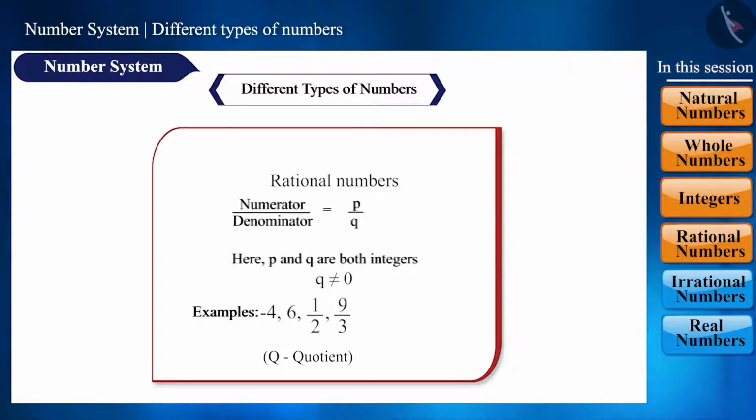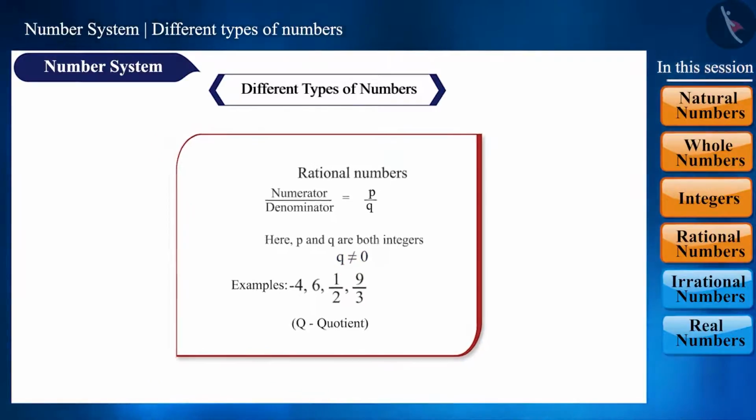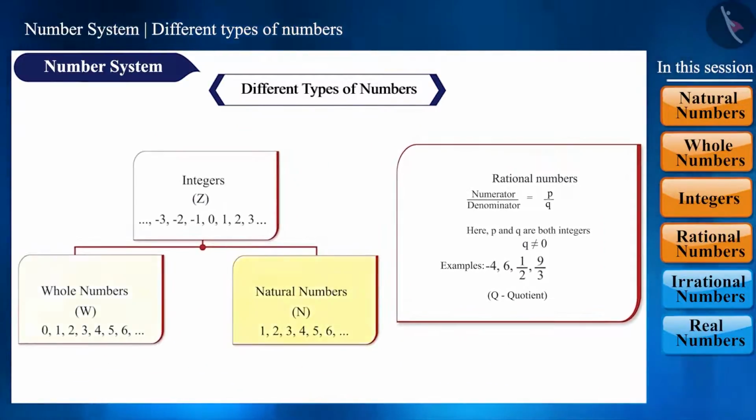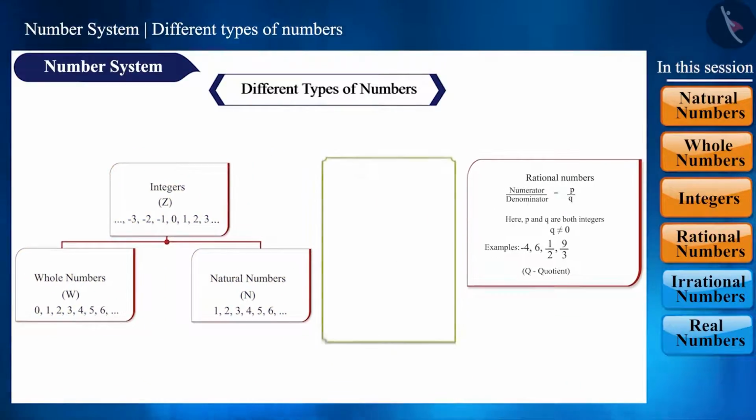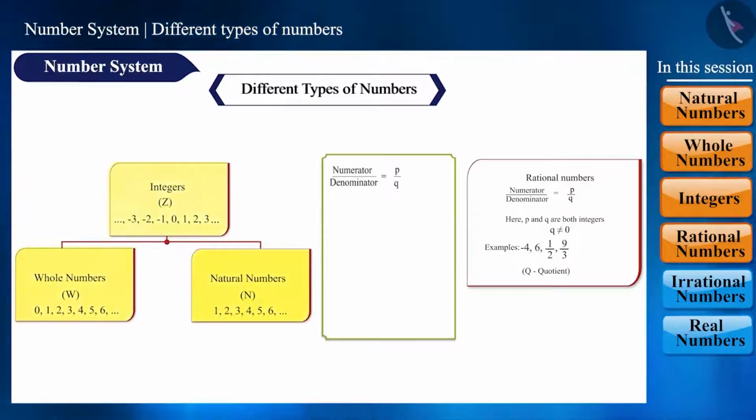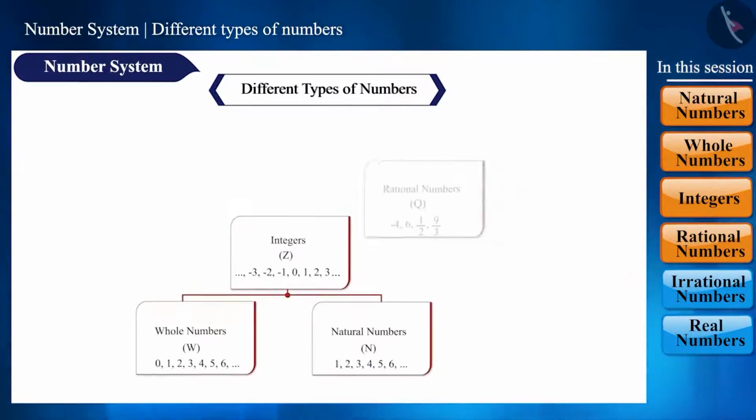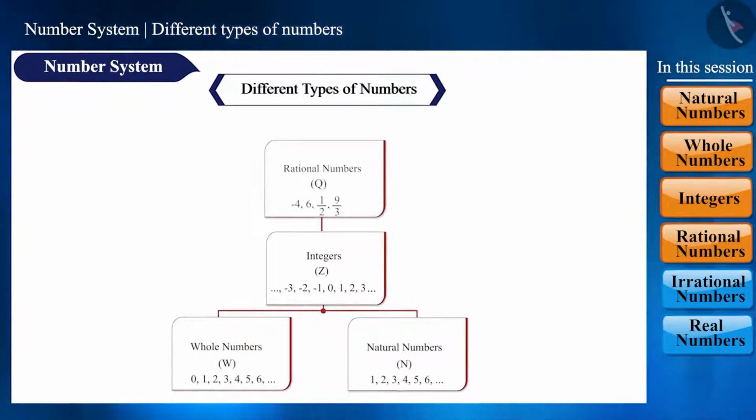Friends, if we pay attention to the definition, why is it said that q should not be 0? And can we call all the numbers seen so far as rational numbers? Yes, we can represent all these numbers in the form p by q, such as 30 is equal to 30 by 1, -5 is equal to -5 by 1. Here the numerator p and the denominator q are both integers, that is, all these numbers are rational numbers.